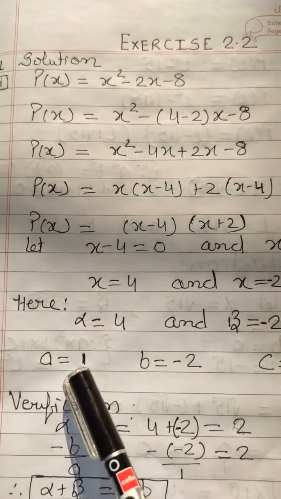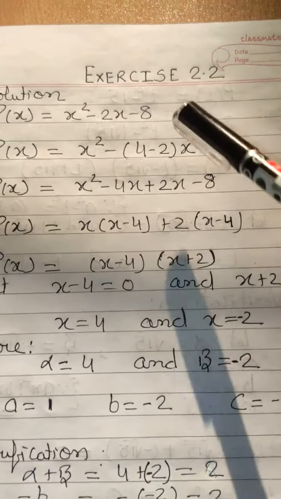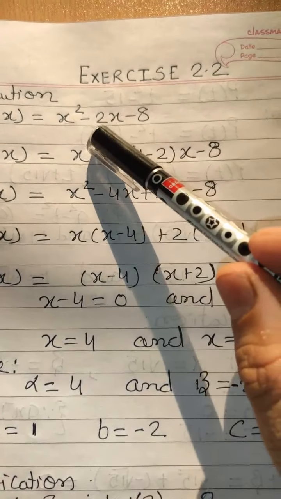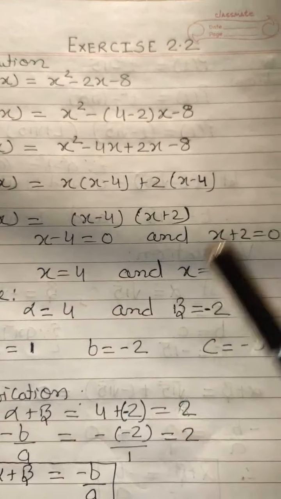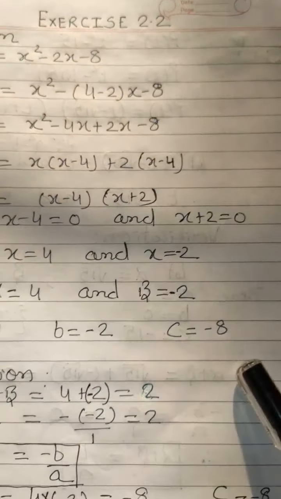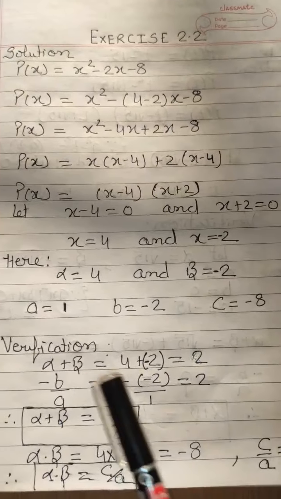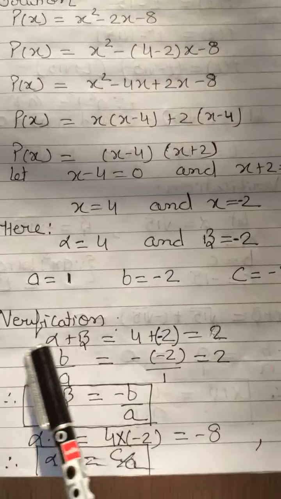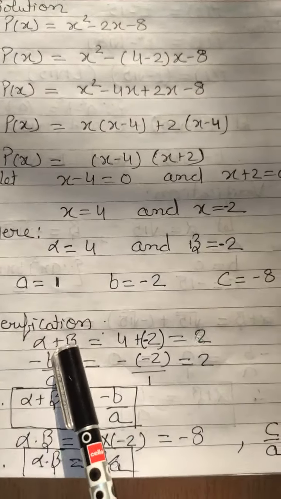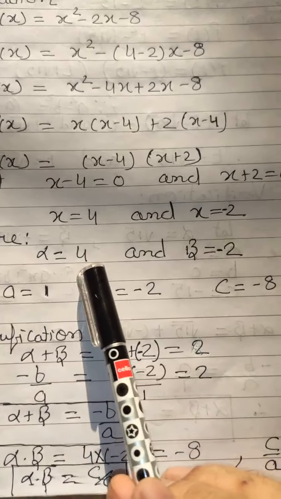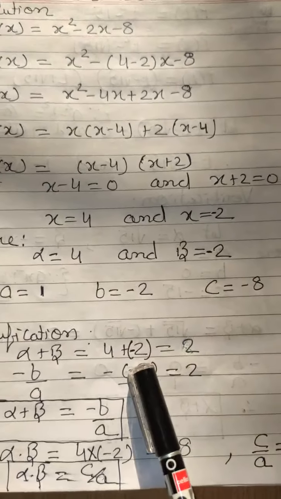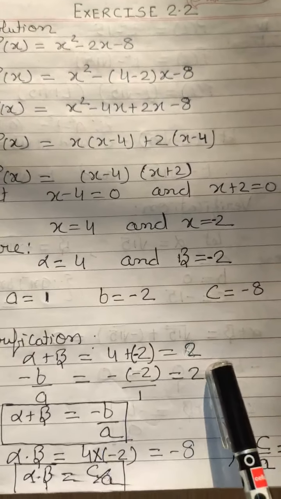So the coefficient of x square is known as A. Coefficient of x, what is here? -2 is B. The constant term is C. After writing alpha, beta, A, B, C, we'll write the formula. I have written the heading verification. Alpha plus beta, substitute the value of alpha and beta. Alpha is 4, beta is -2. Simplify, so what are you getting?